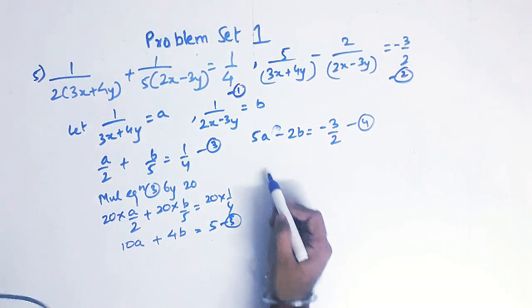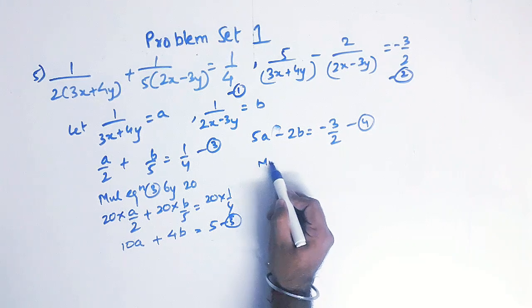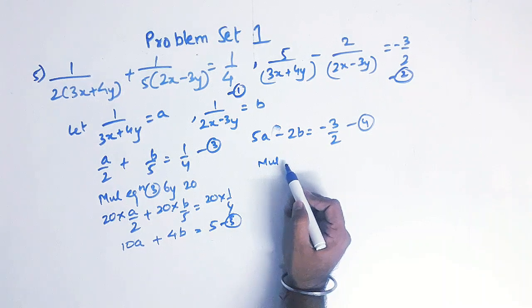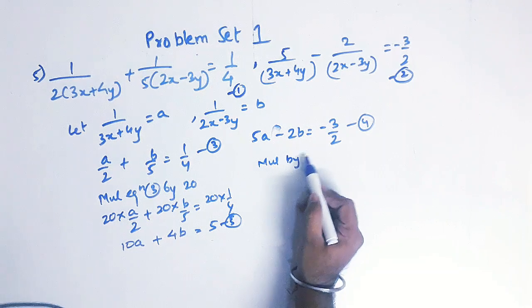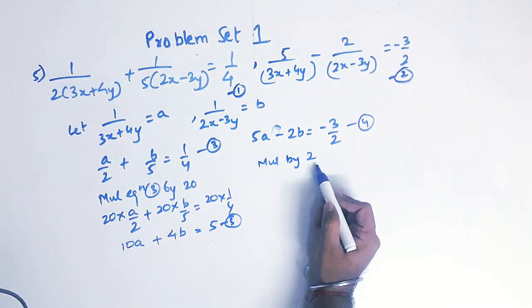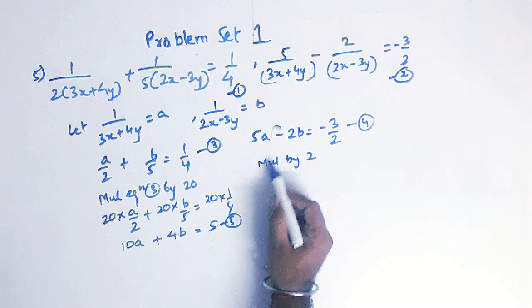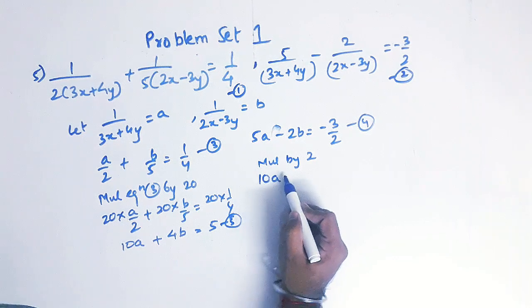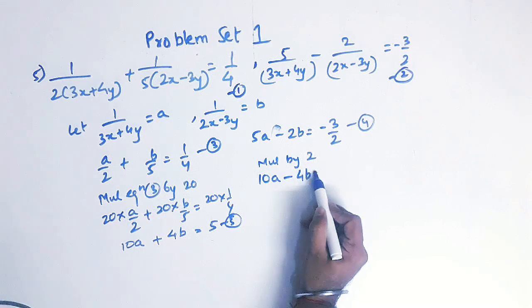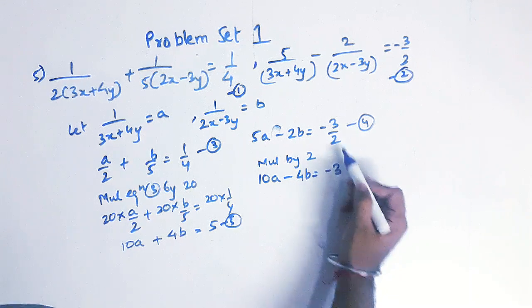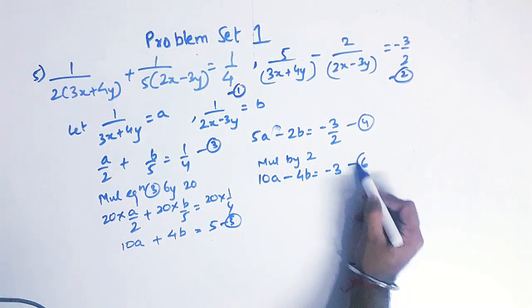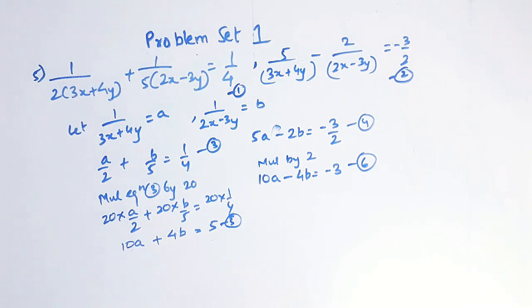And here I don't want the denominator, so what will I do? Multiplying by 2, I'll get 10a minus 4b equals minus 3. 2 will get cancelled here. This is your new equation, equation number 6.